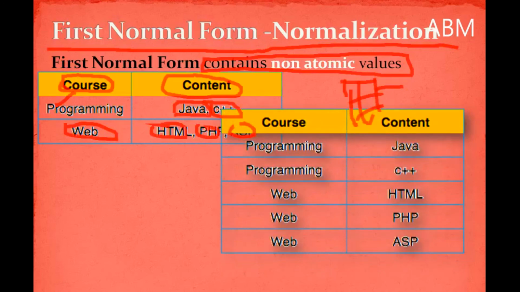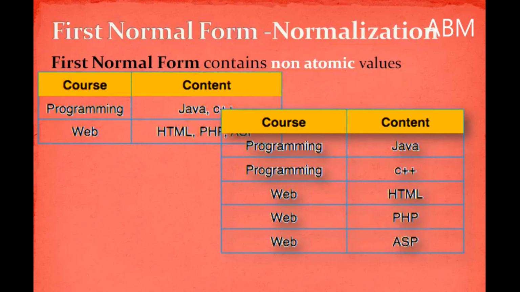First normal form means to remove the repetition of the values, to make all the values atomic. For example, programming may contain Java, programming may contain C++, web may contain HTML, web may contain PHP, or web may contain ASP. So this is now easy to search, because every cell, every tuple has a single value.